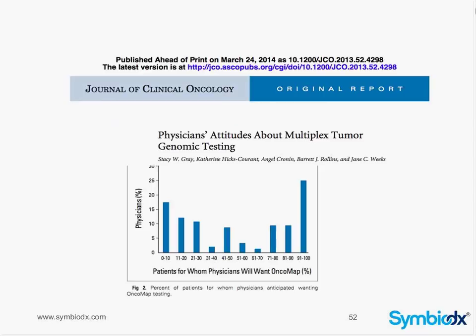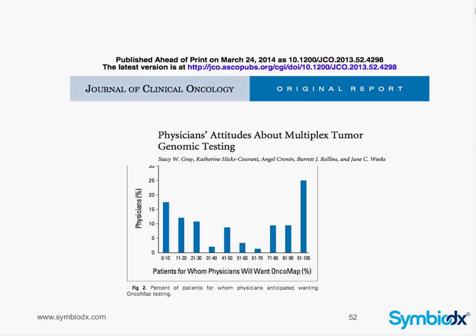A study was actually published just in March in the Journal of Clinical Oncology from Dana-Farber, where the clinicians had access to genomic sequencing on their patients' tumors for free on every single patient. This was already done as part of their research program. The interesting part of this is that not all of the physicians wanted the information that was freely available to them about these tumors.